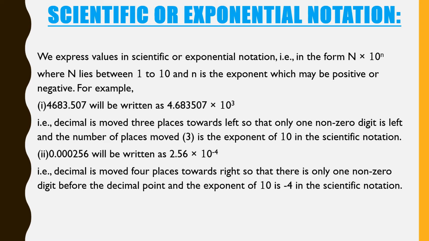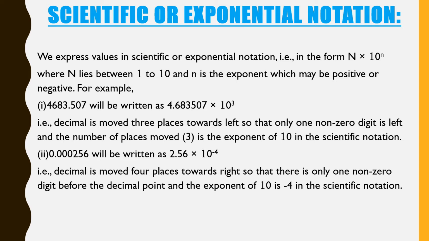For example, first is 4683.507. We can write it as 4.683507 into 10 to the power 3. That is, the decimal is moved 3 places towards the left, so that only one non-zero digit is left, and the number of places moved, that is 3, is the exponent of 10 in the scientific notation. So ultimately we are getting 10 to the power 3.